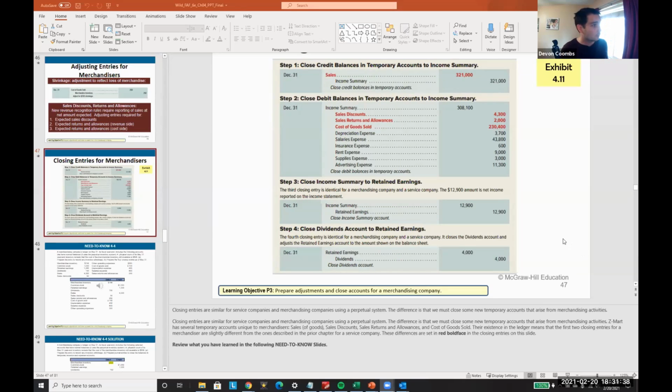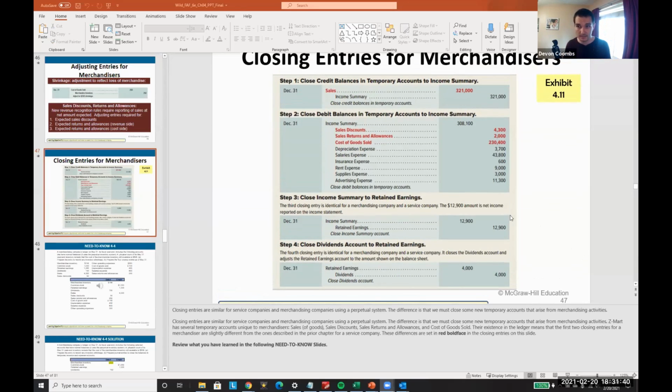So we talked through all the journal entries. The last piece is the closing process. And so the closing process is just closing sales to income summary. And we walked through how that flows in earlier class, the last lecture. What's different about the merchandising business is that we also have to close out sales discounts, sales returns and allowances, and cost of goods sold to the income summary account as well. That's the only difference in the process.